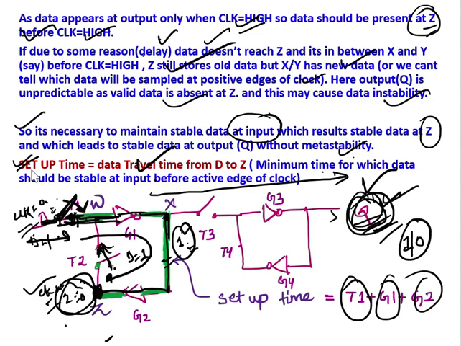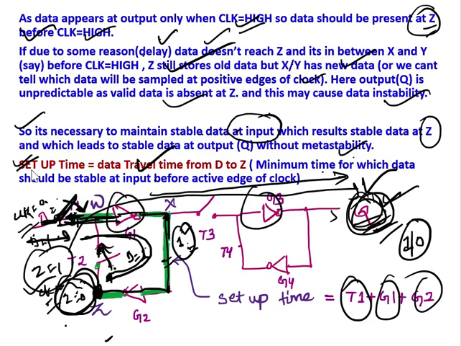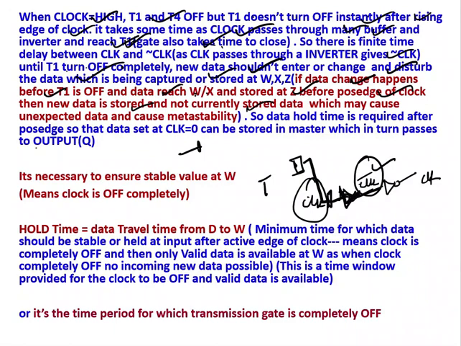But because T1 is not turned off instantly, if this new data reached here and this D equal to 1 replaced this Z equal to 0, now Z equal to 1. Now this new data will pass through all these gates and reach Q. So this is an unpredictable behavior, right? We should get Z equal to 0 here, but now we are getting Z equal to 1 here. Okay. This is unexpected data and it causes metastability. This is the meaning of metastability.